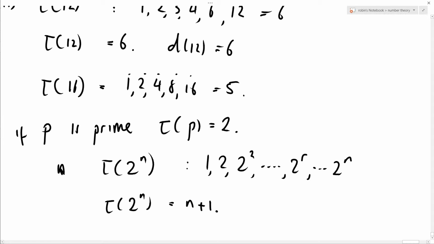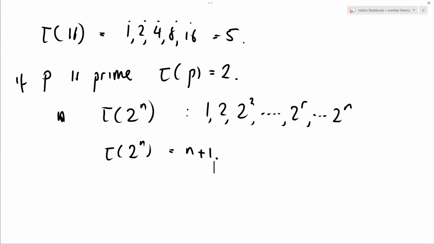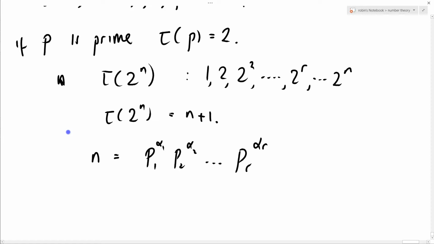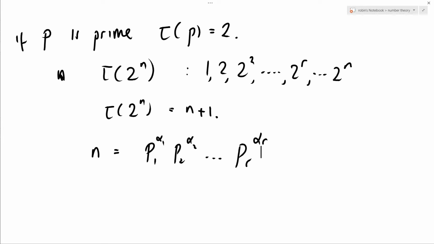Okay, well, that's great. So how can we do it in general? If we get a number n and we write it in terms of its prime factors, we can always do this by virtue of the fundamental theorem of arithmetic: p1 to the alpha 1, p2 to the alpha 2, all the way up to pr to the alpha r. Well, let's just have a think about that. How do we write down the total number of factors in this number?